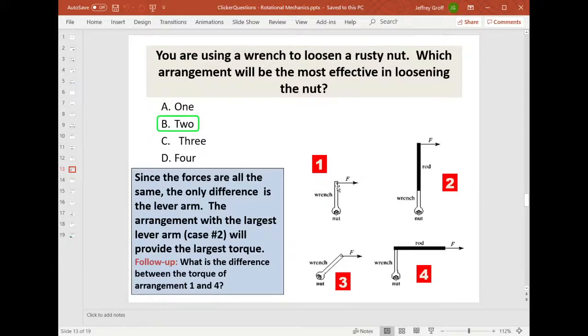Or you can look for a piece of pipe and put the pipe over the end. So this rod here is like a pipe that you put over the end to extend the wrench. But 1 and 4 would give you exactly the same result because they have the same lever arm. Over here, you say, well, the distance from the nut to where the force is applied is greater over here, but that's not what matters. What matters is the perpendicular distance, which is exactly the same in the 2 cases.